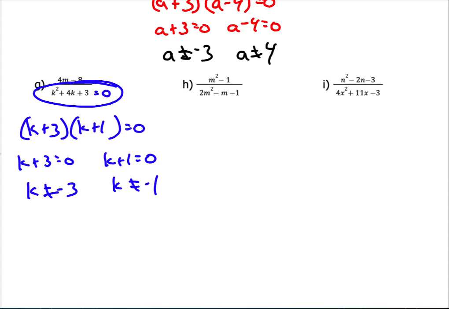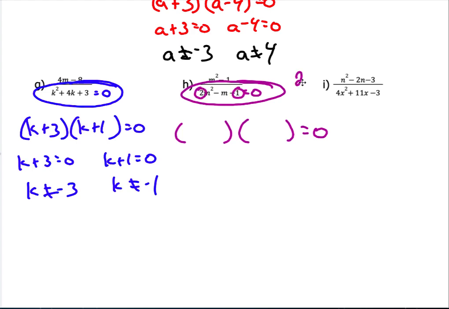So here, 2m squared minus m minus 1 is equal to 0. Set the denominator equal to 0. Well, this is one of those where I have both an a and a c value. So 2 times 1 is 2, so they have to multiply to be 2. Since my last term is a minus, I know I'm going to have 1 plus and 1 minus, and they have to give me a minus 1 in the middle.